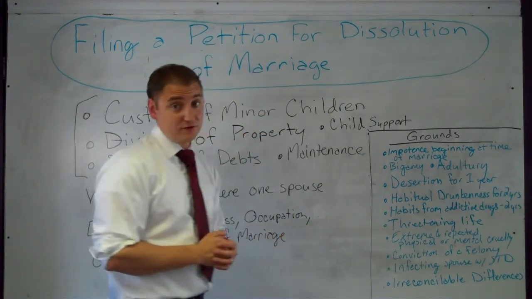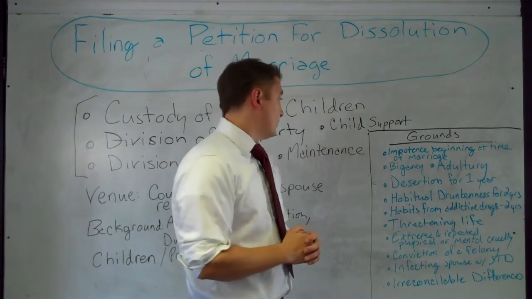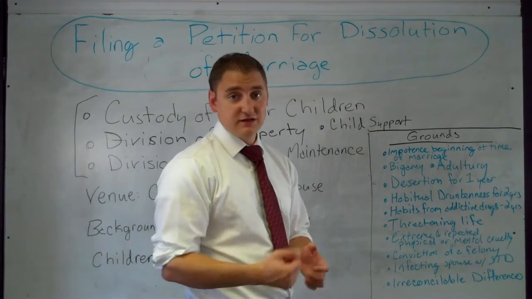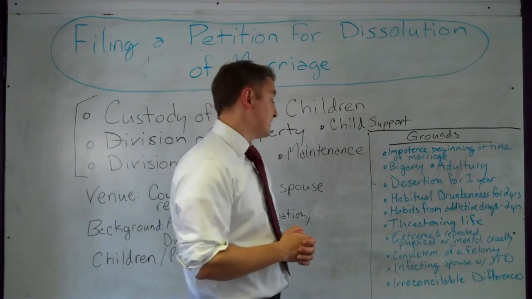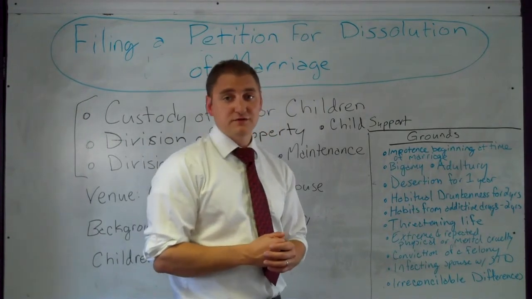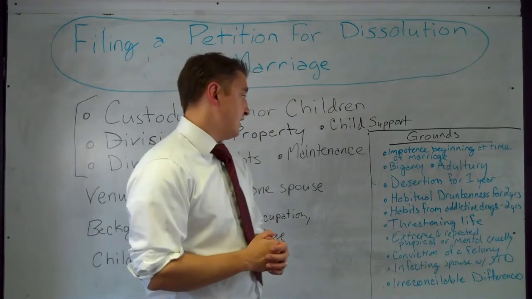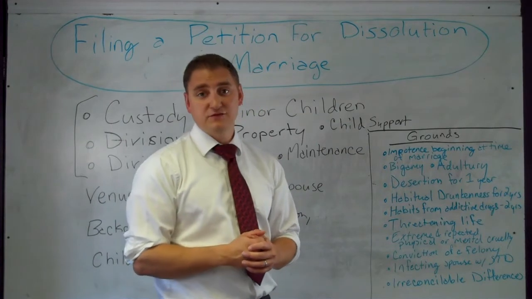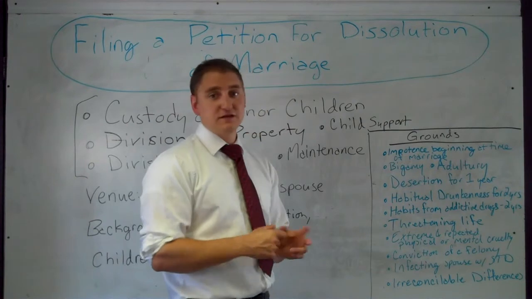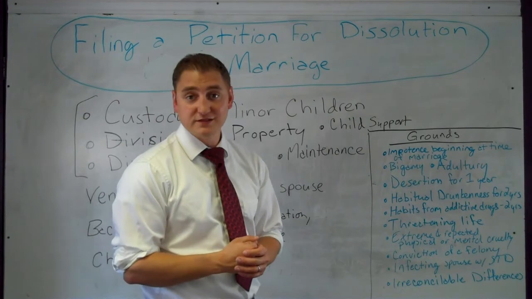There's 11 grounds in Illinois to dissolve a marriage, and I'm going to rattle them off for you. One is impotence, beginning at the outset of the marriage and continuing until the time the petition is filed. Bigamy, adultery, desertion willfully by one spouse of the other for at least a year, habitual drunkenness for at least 2 years, habits formed from addictive drugs, so they've got to be bad habits that are formed from addictive drugs that continue for 2 years or more, threatening life or other ways of showing malice.